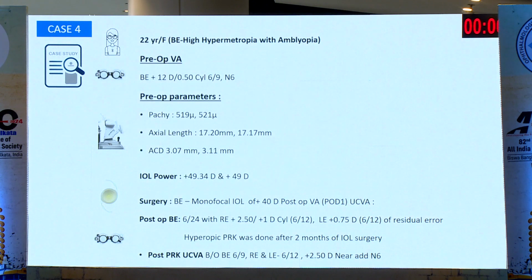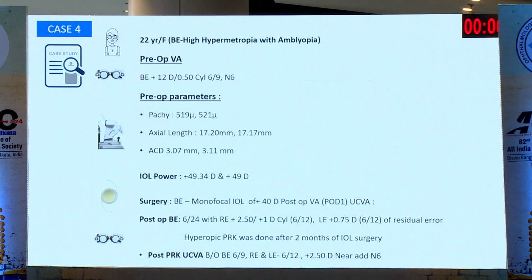And the last case which I would like to share with you: a 22-year-old female came to us with +12 diopters of hyperopia, and she had amblyopia in this eye also. The IOL power was 49.34 diopters and 49 diopters in the other eye. So we did a monofocal lens of 40 diopters, and post-op day 1 uncorrected vision was 6/9 partial in one eye and 6/9 in the other, and a bit later on the vision improved to 6/9 again.